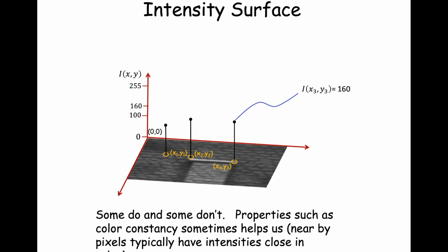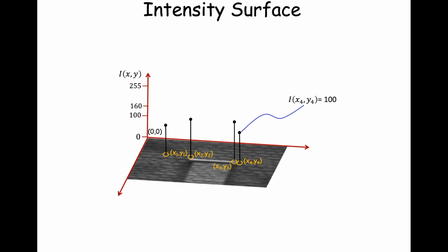Okay, so let's then draw in the intensity of this last point in image coordinates, at point x4, y4. And let's say that the intensity function returned an intensity of 100. And you'll notice that the intensity at x4, y4 is less than the intensity at x3, y3.